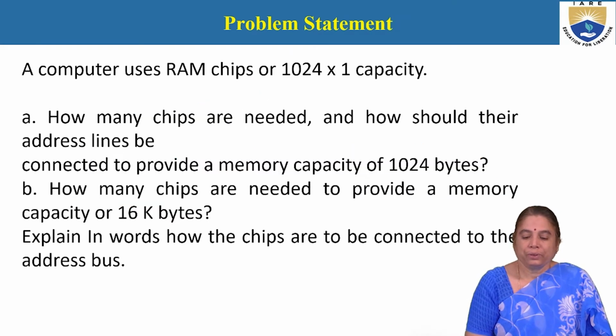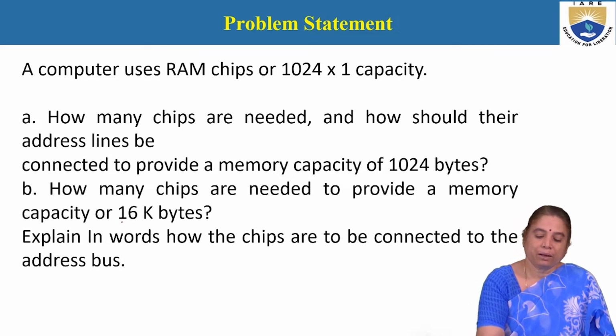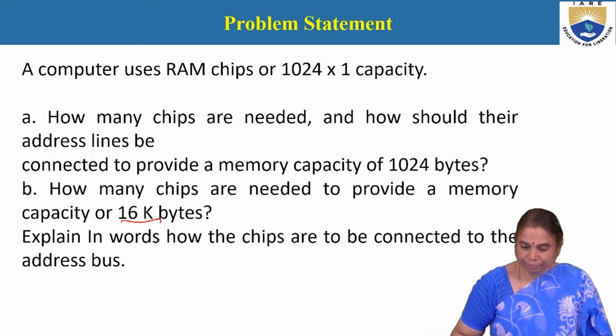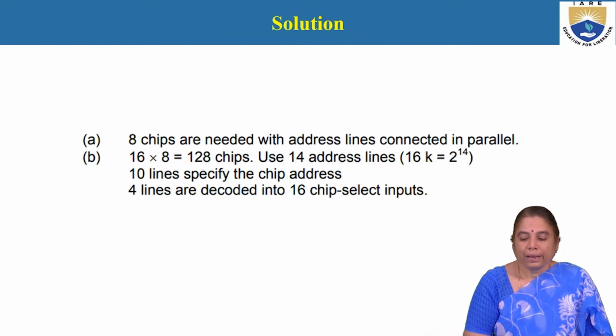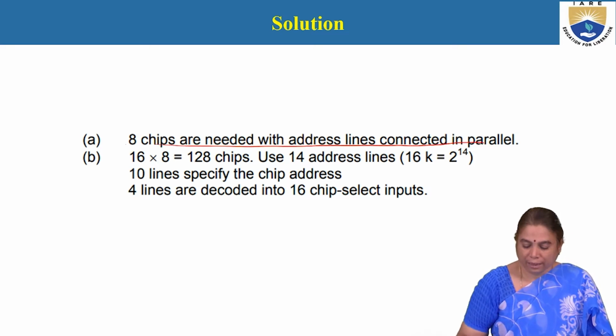A computer uses RAM chips of 1024 by 1 capacity. How many chips are needed and how should their address lines be connected to provide a memory capacity of 1024 bytes? How many chips are needed to provide a memory capacity of 16K bytes? Explain in words how the chips are to be connected to the address bus. So 8 chips are needed with address lines connected in parallel.